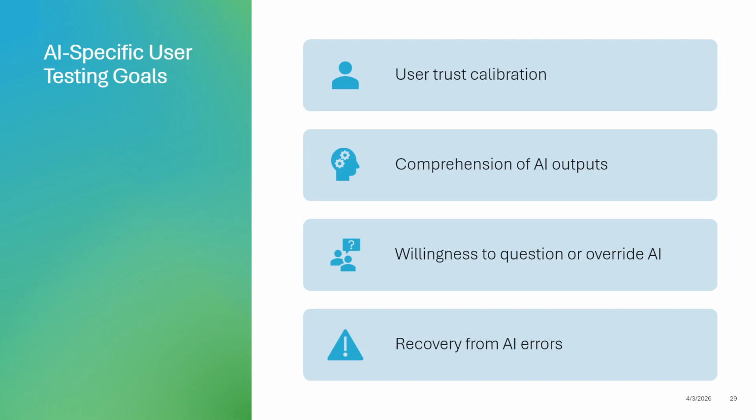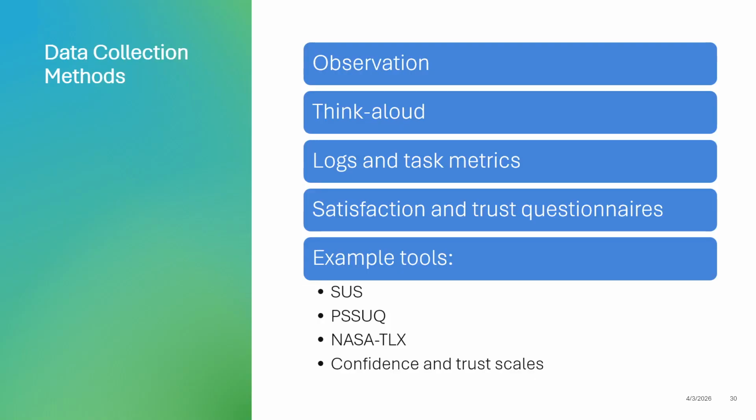When we are doing this, especially for AI, then we need to evaluate the user trust calibration. We need to understand the comprehension of those AI outputs, the willingness of the user to override or question the AI, or if they're just being responsive without any criticism of the AI outputs, and we want to evaluate recovery from errors that we identified in the previous phase.